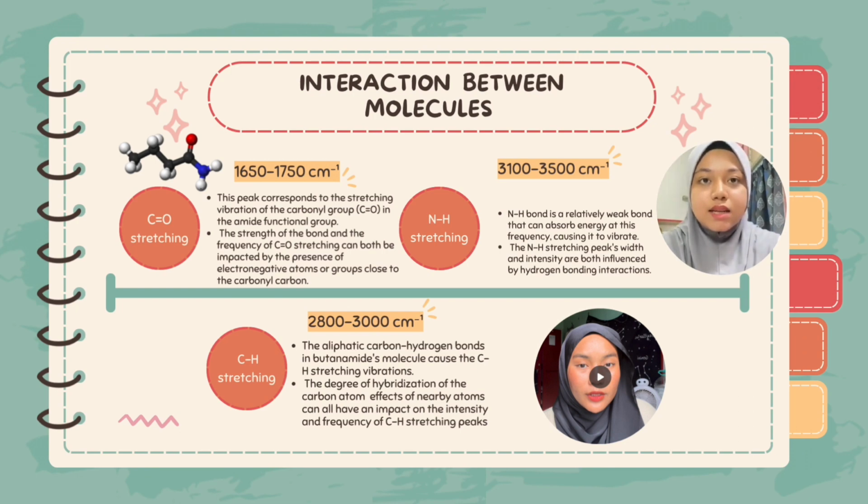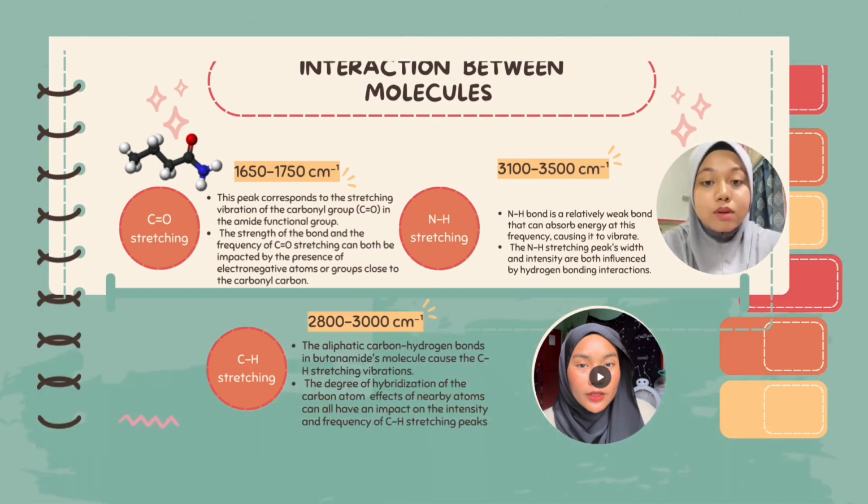Second is NH stretching. Butanamide contains an amide functional group, which includes an NH bond. The NH stretching vibration usually appears as a broad peak in the region of 3100 to 3500 cm-1. This is because the NH bond is a relatively weak one that can absorb energy at this frequency, causing it to vibrate. However, in some cases, this peak may overlap with other functional groups and appear less pronounced.